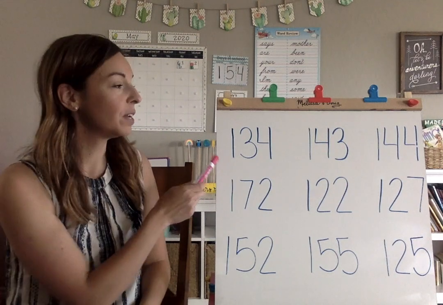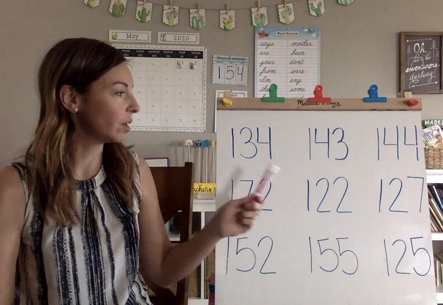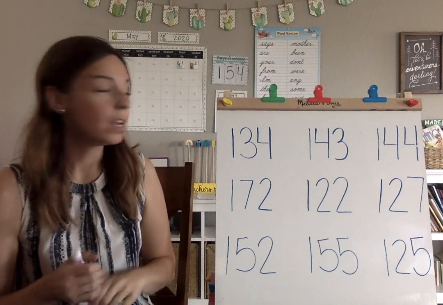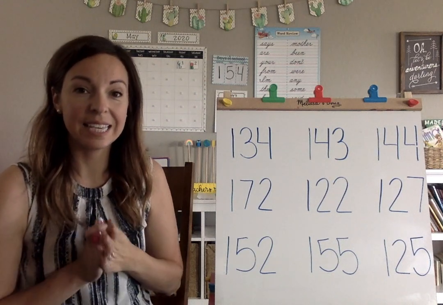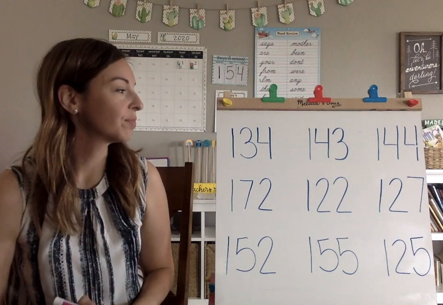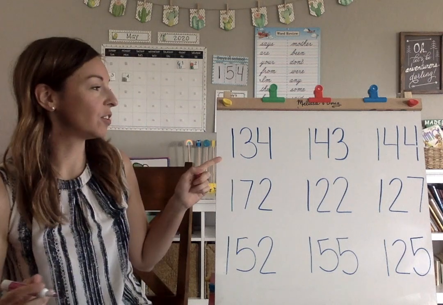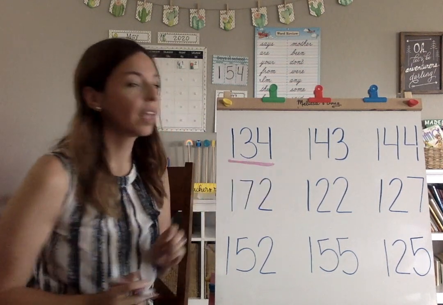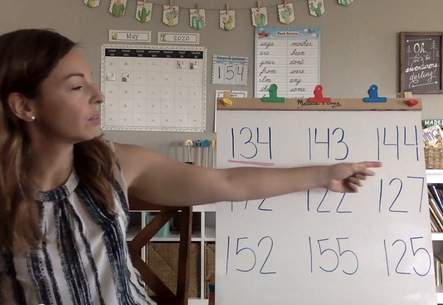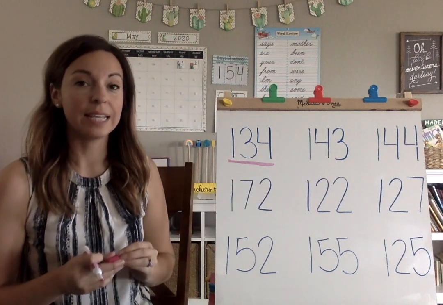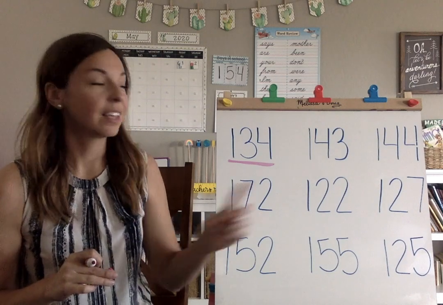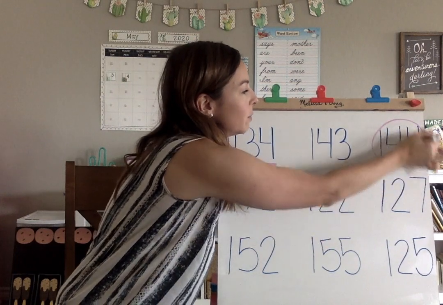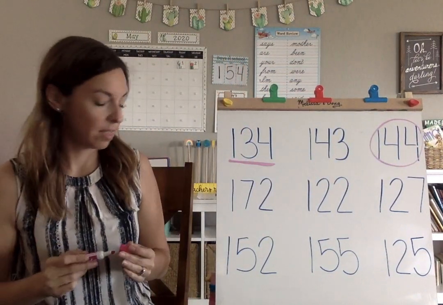So let's look at our three numbers on the first row. You have 134, 143, and 144. Now, which of these numbers is the least or the smallest? That's right, it's number 134. So I'm going to underline that number. Now we have 143 and 144. Which one is greater? That's right, 144 is our biggest or greatest number, so we are going to go ahead and circle that one.